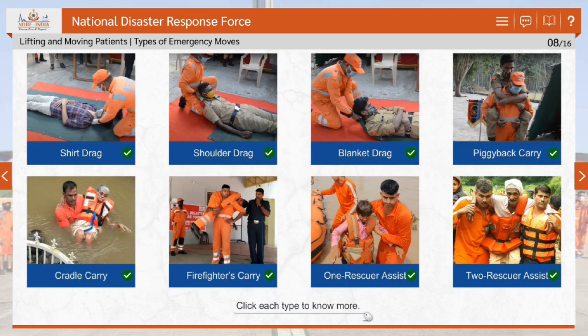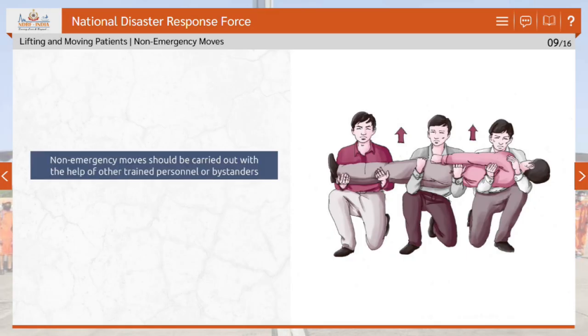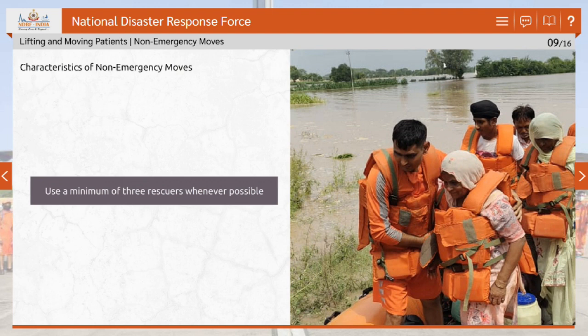Next, let's learn about non-emergency moves. Non-emergency moves should be carried out with the help of other trained personnel or bystanders. Take care to prevent additional injury to the patient, as well as to avoid patient discomfort and pain. Use a minimum of 3 rescuers whenever possible.